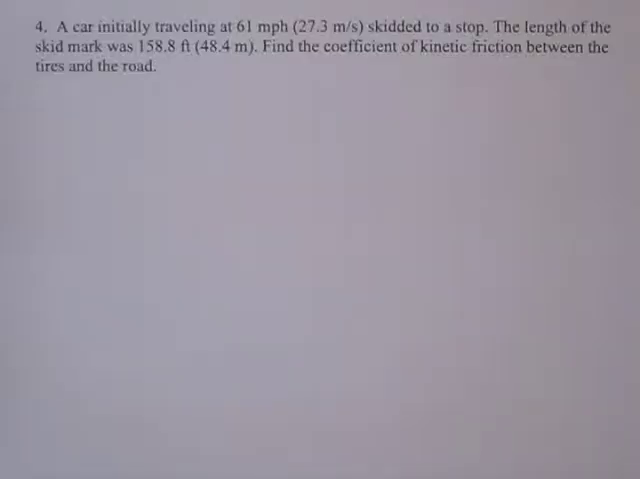This is our fourth example of using the force of friction equations and finding coefficients of friction. A car initially traveling at 27.3 meters per second skidded to a stop. The length of the skid mark was 158.8 feet. Find the coefficient of kinetic friction between the tires and the road.